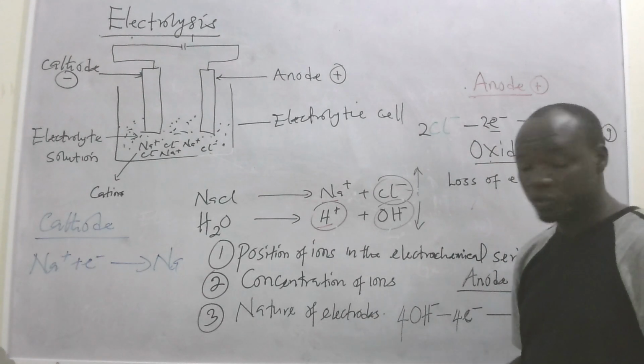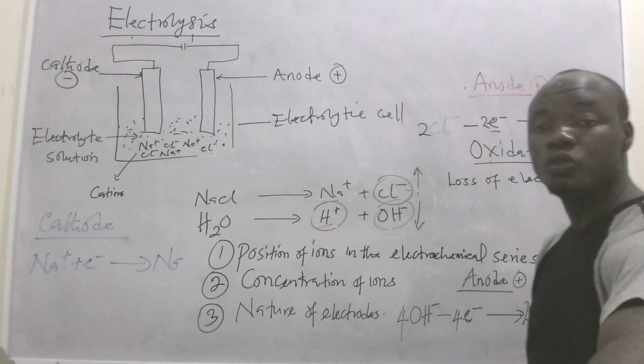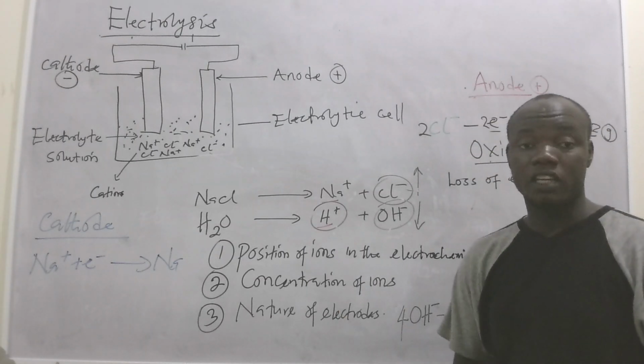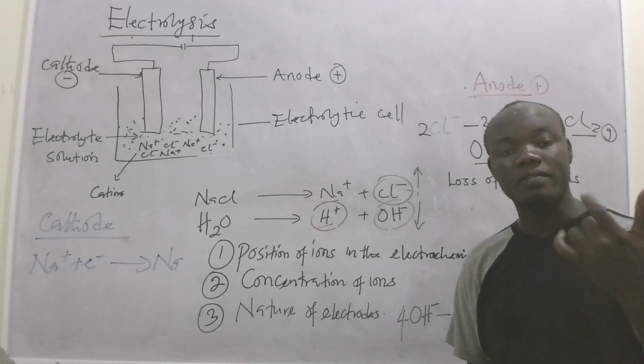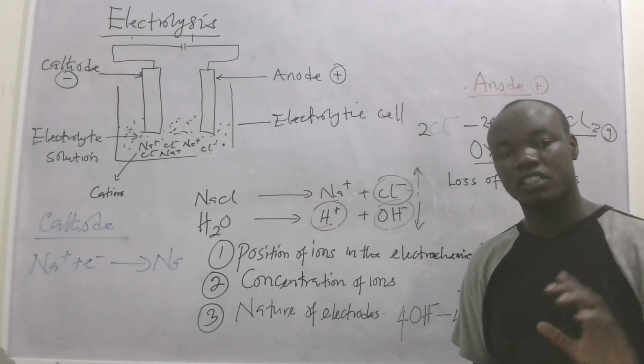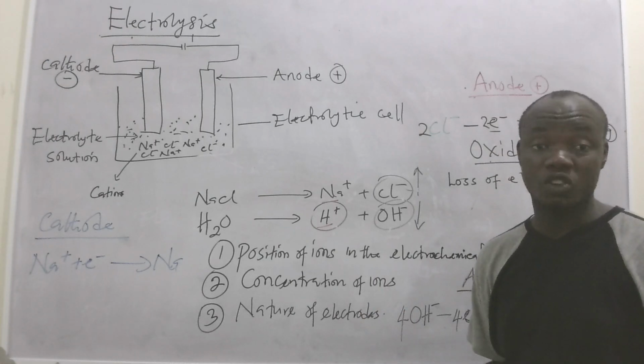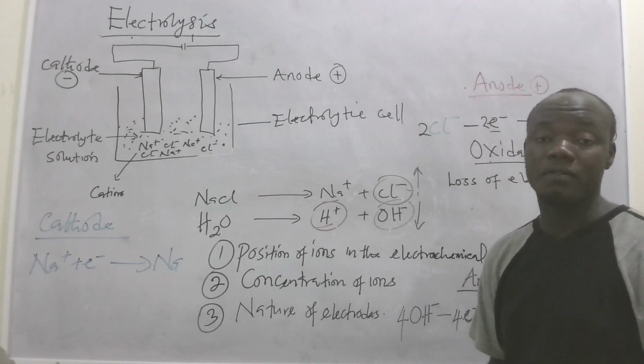And of course we also have the nature of electrodes, which is the last one. The electrode also affects the preferential discharge of ions during electrolysis. For example, if you use different electrodes, it also affects that.